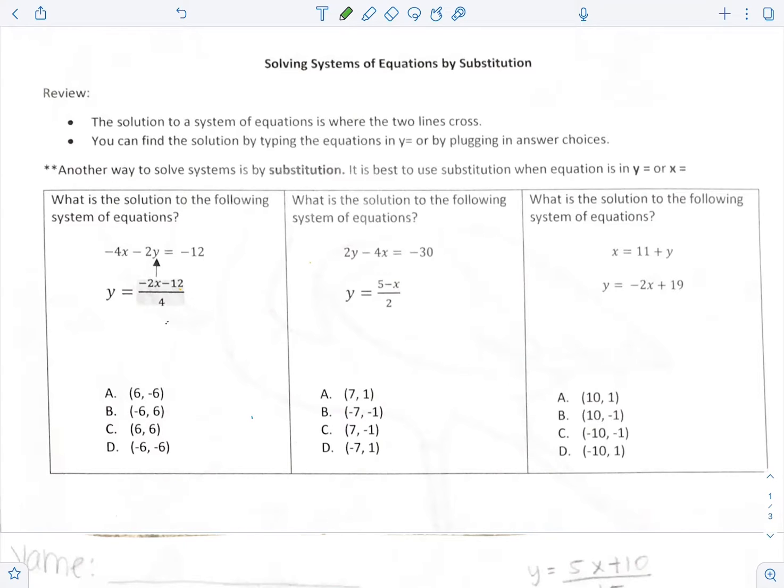When we do this problem, we already have the bottom equation in y equals form. The top equation is not in y equals form. But to put it in y equals form, remember that we can put parentheses in front of our negative 12, then write our minus sign and then negative 4x, close parentheses, divided by this negative 2 here. Double negatives are just positives, so we change that to plus 4x. And there we go.